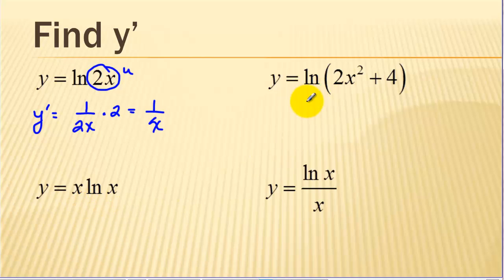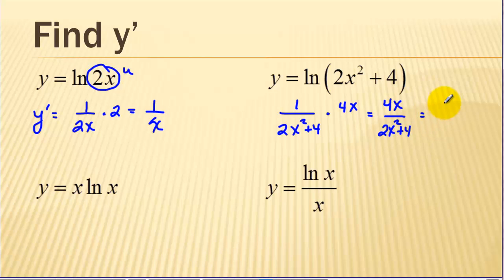If we look over here, this is our u, so we have 1 over u times the derivative of the numerator, which will be 4x. So we have 4x over 2x squared plus 4. We could GCF factor out a 2 in the bottom and then cancel out. So we would be left with 2x over x squared plus 2.